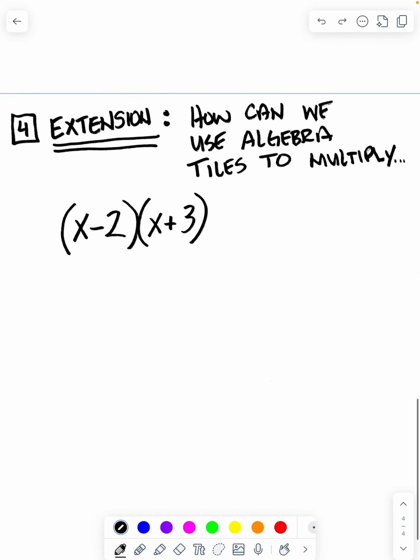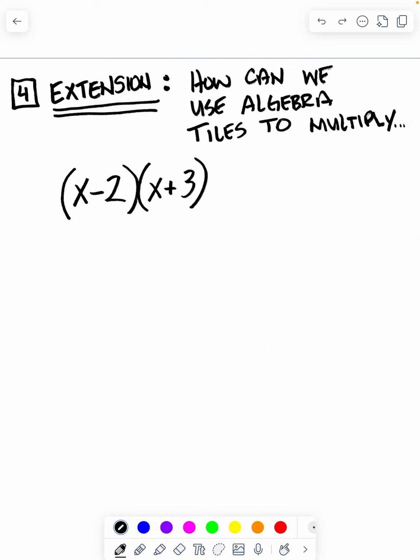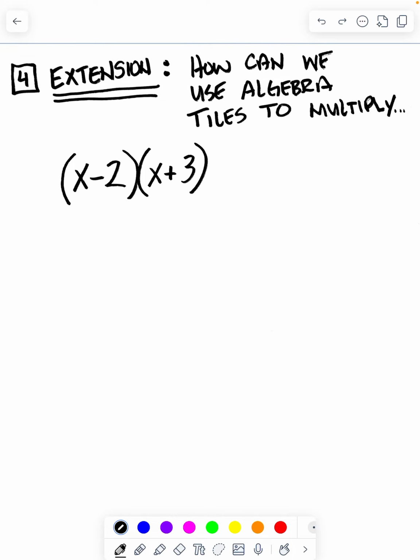Last example, here's a little tricky one. Now we have a negative number. But the way we're going to represent negative numbers is by filling it in. So we're just going to do the same thing. But whenever we have the negative, we're just going to do a filled in colored block.